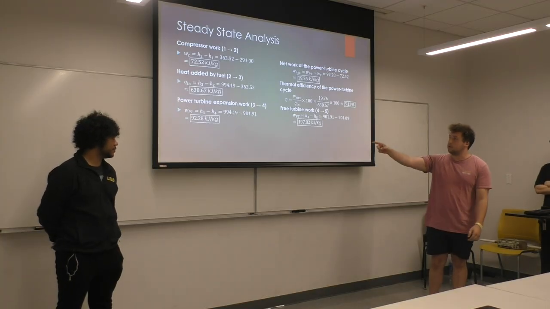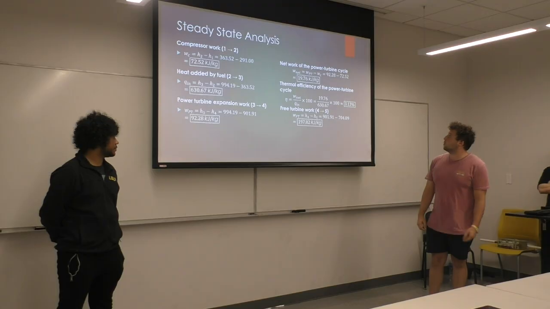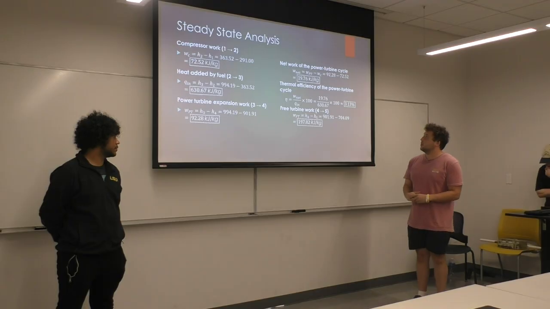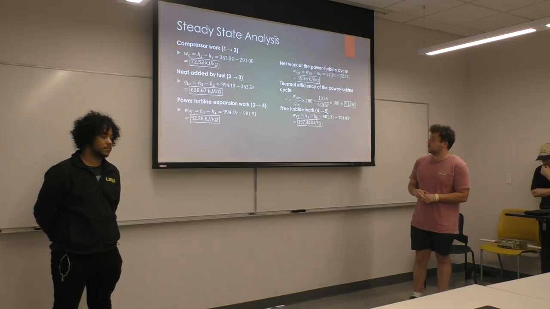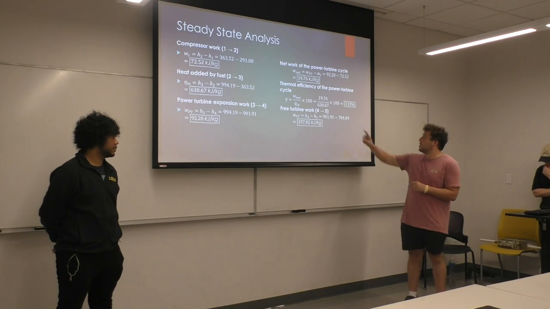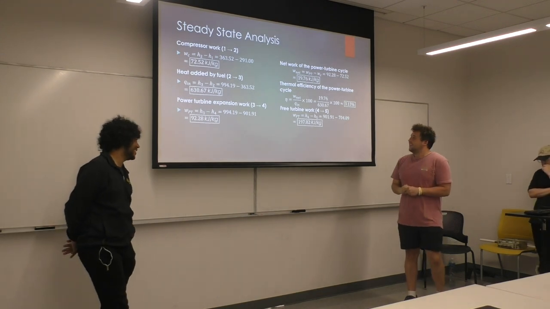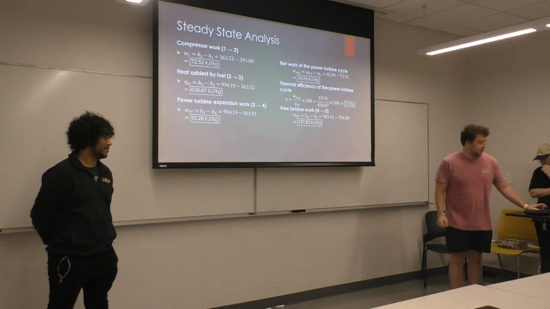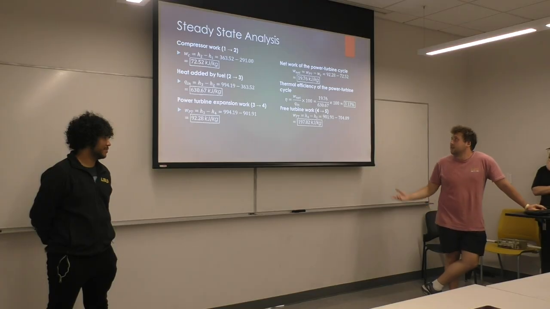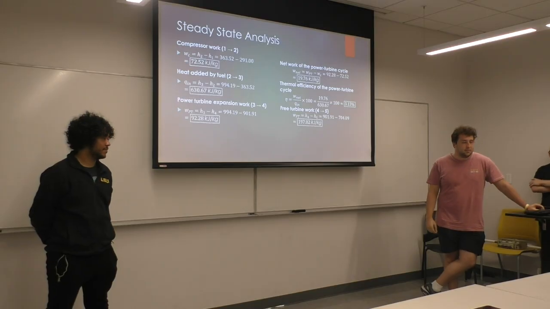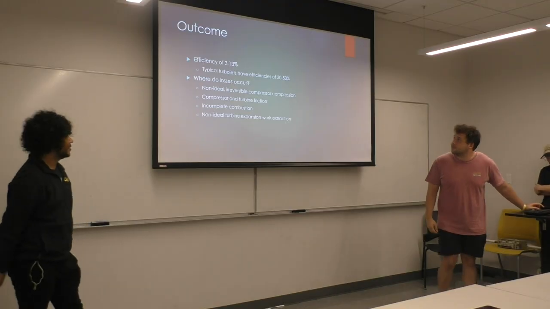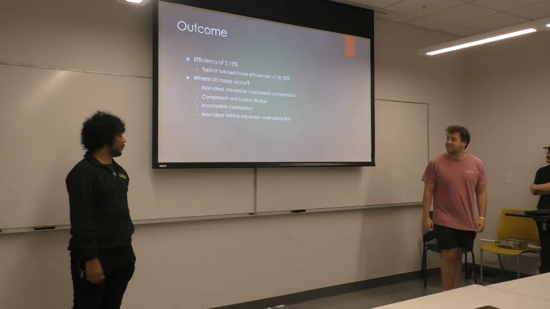Then you have your power turbine work. And you can use all of this to calculate your net work and then your thermal efficiency, which came out to about a whopping 3%. And much like it was discussed a couple weeks ago, this makes sense because of how small scale our model was. So again, the efficiency was only 3.13%.